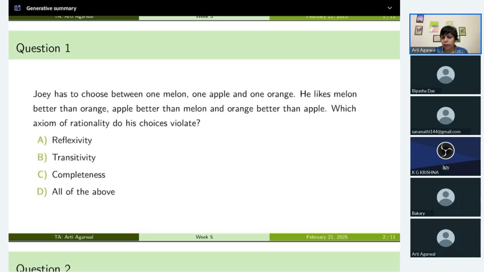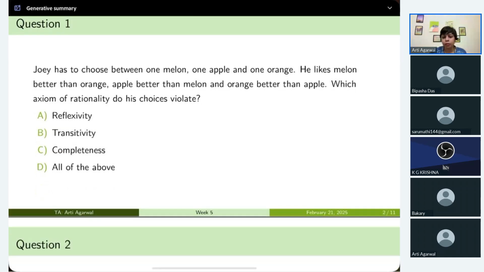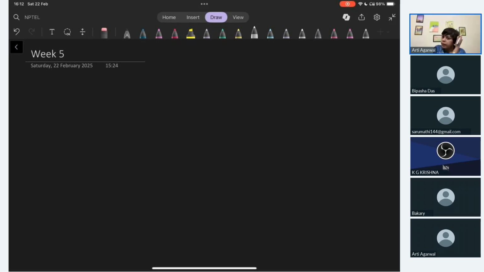All this is already discussed in your lecture videos, so I don't really want to repeat everything in the lecture videos. But in this particular case, which axiom of rationality do you think is getting violated? Or are all of these criteria getting violated, or none of them? If you think nothing is getting violated, you can tell me that also. What do you think is happening? You can write your answer in the chat box if you like. So let's write this in this way.